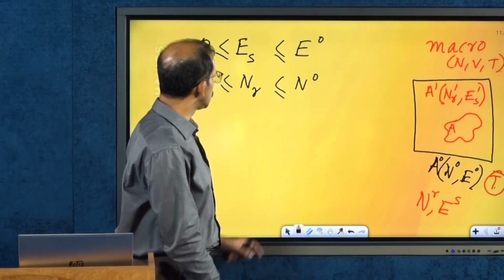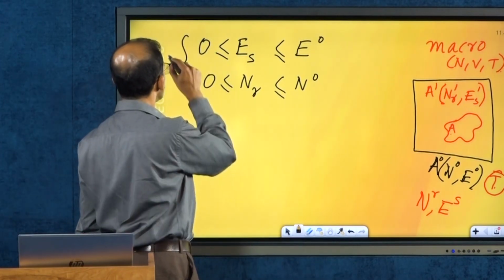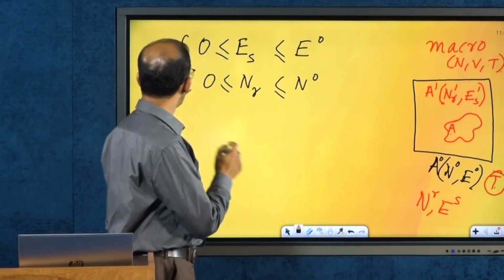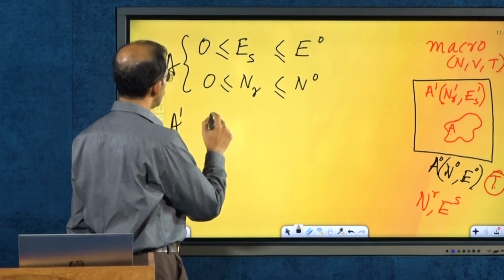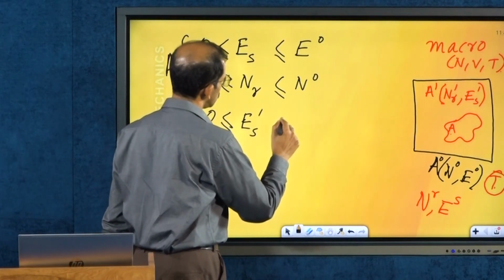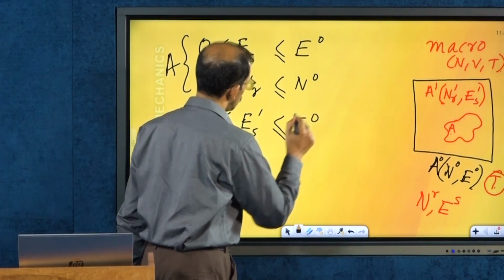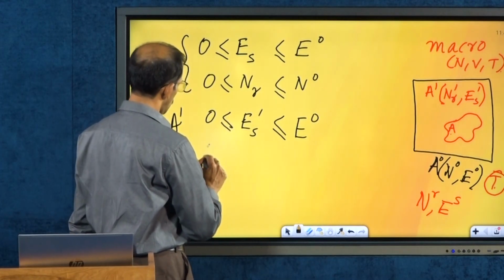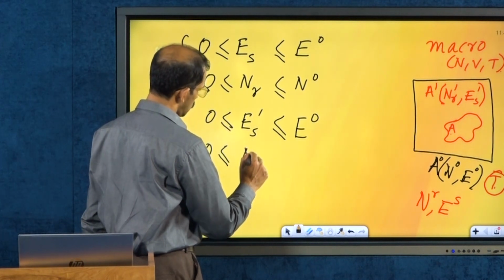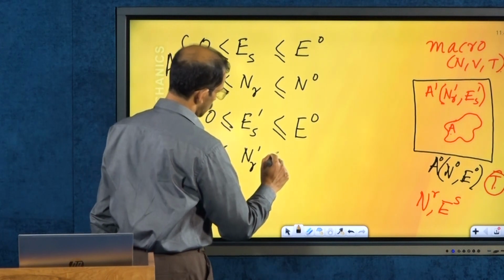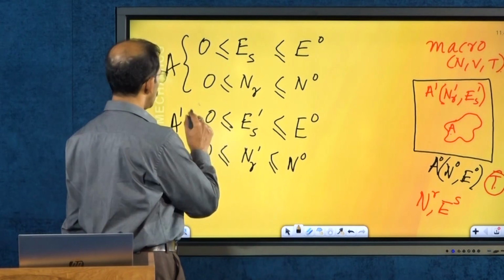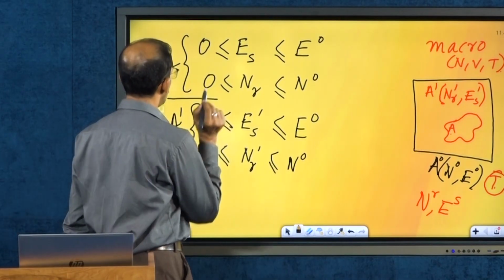So, these are the conditions in which the system A will work. And similarly, for A dash you can write 0 less than or equal to Es dash less than or equal to E0, and the number of particles varies between 0 and N0. So, this is the situation for A dash.